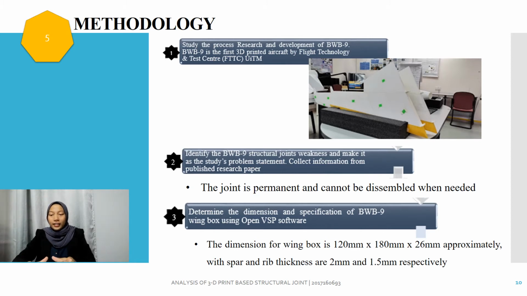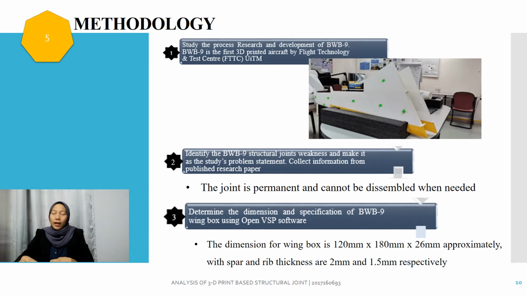So the third one, determine the dimension and specification of BWB-9 aircraft using OpenVSP software. The dimensions are as shown in the slide. So let's talk about spar and rib thickness value. The spar thickness could be 1 mm only. However, the local region where the joint happens will have highly concentrated load. So it is safer to make it slightly thicker, up to 2 mm, to avoid tear out.